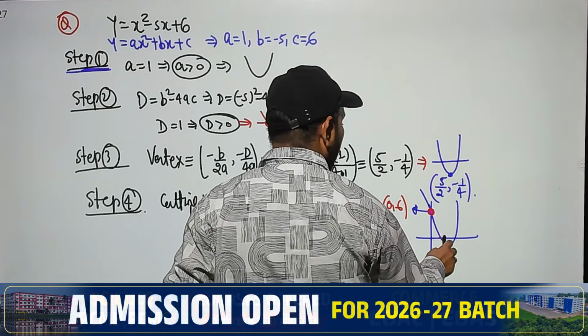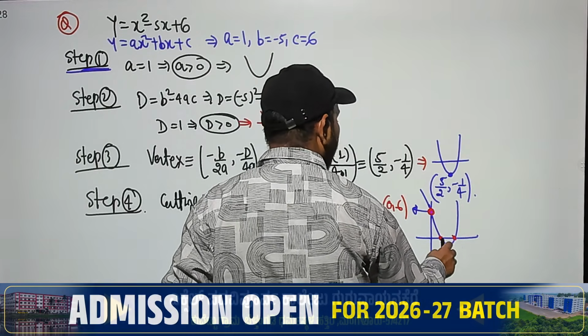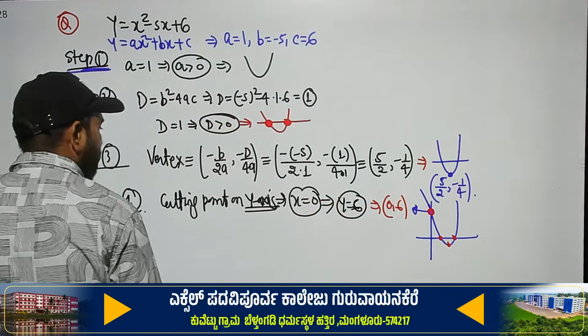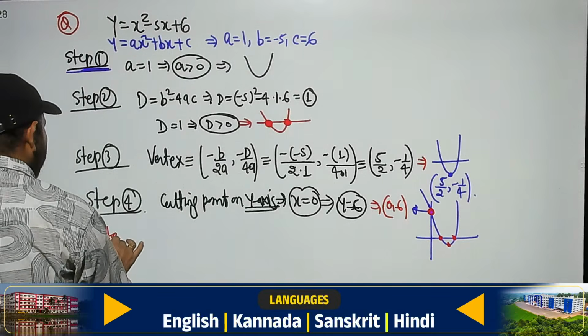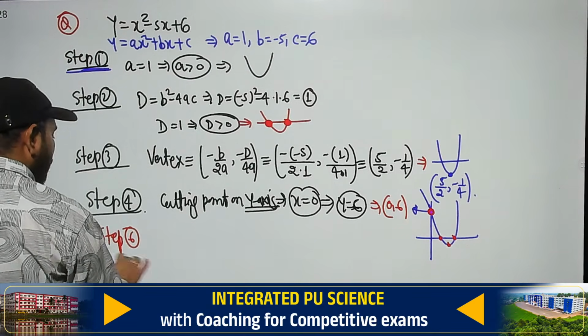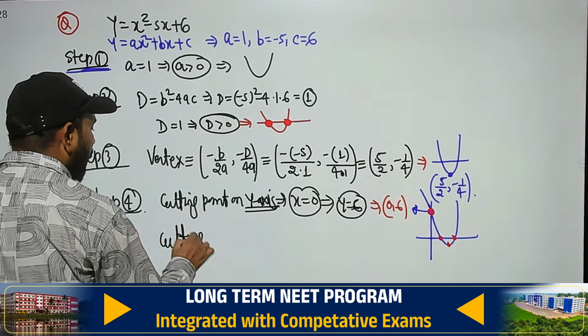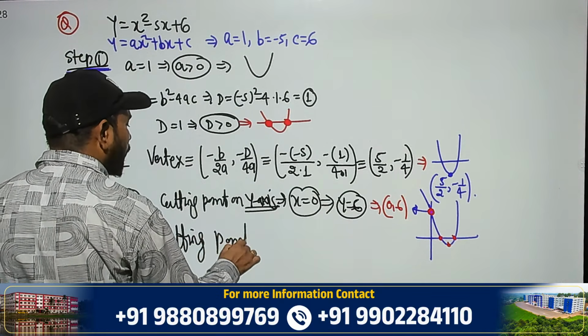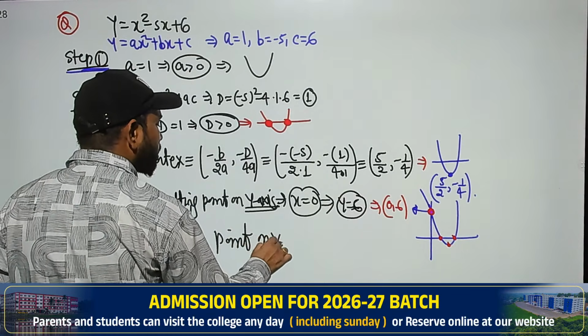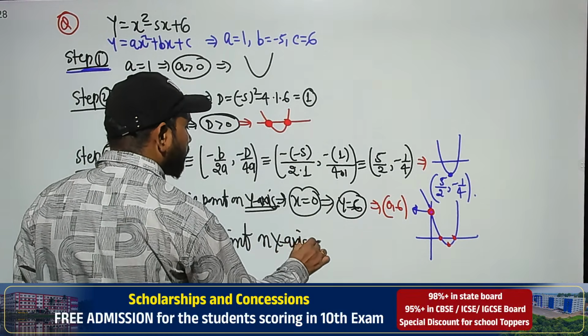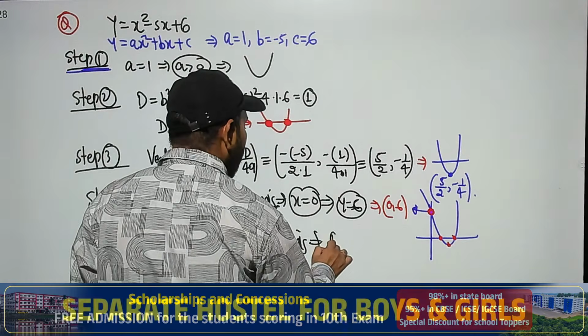Now I want to find the roots actually, this and this. So next step is roots, meaning the cutting point on the x-axis. Step number 6. Cutting point on the x-axis means roots.